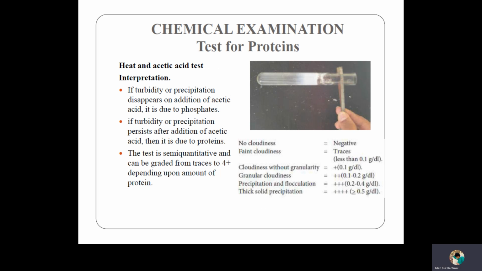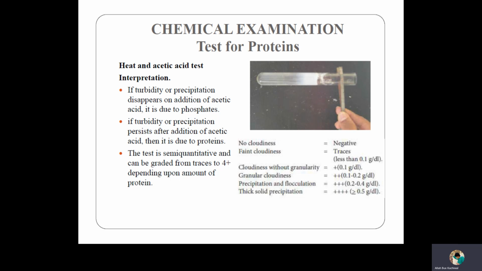For the interpretation of the heat and acetic acid test, if the turbidity and precipitation disappear on addition of acetic acid, it is due to phosphates. If turbidity or precipitation persists after addition of acetic acid, then it is due to protein. The test is semi-quantitative and can be graded from traces to 4 plus depending upon the amount of protein.